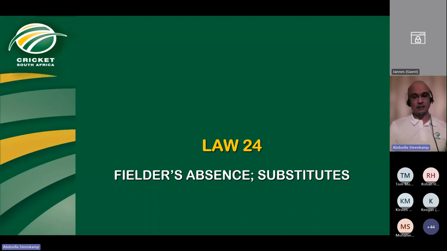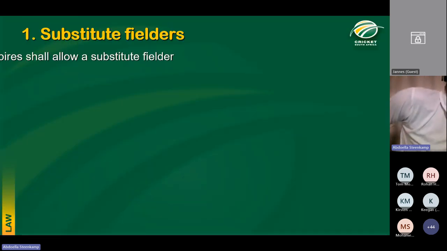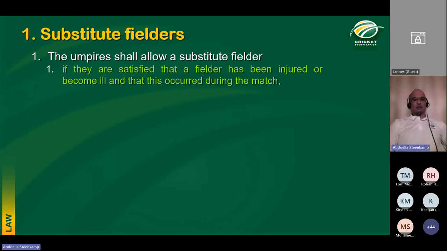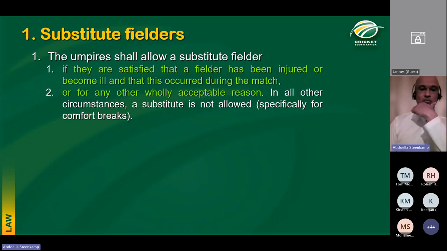Law 24 deals with substitutes and fielder's absence. When will the umpires allow a substitute fielder? If the umpires are satisfied that the fielder has become injured or ill, and that this injury or illness occurred during the match. That's the criteria that the umpire needs to follow when deciding whether he or she will allow a substitute fielder or not. Is the fielder injured or ill, and did this occur during the match? If yes, you'll allow a substitute fielder.